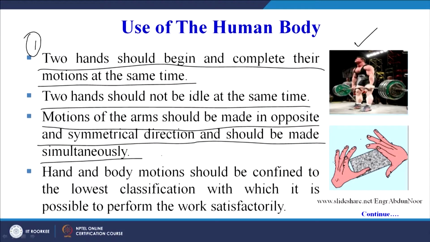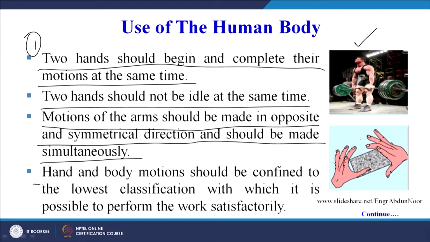If you remember, we have taken an example of the assembly of nut and bolt with the two hand process chart. There you can see when a person is going to assemble the nuts and bolts, how his human body must be used, what type of motions must be given to both the hands. They must be symmetric or unsymmetric, whether it must be a ballistic movement or a slow movement. So all those principles are listed here. The third point is related to the movement of the arms. The motions of the arm must be made in opposite and symmetrical direction and must be made simultaneously.